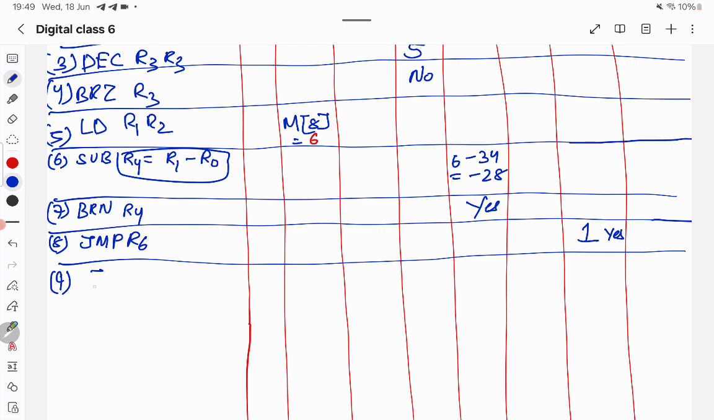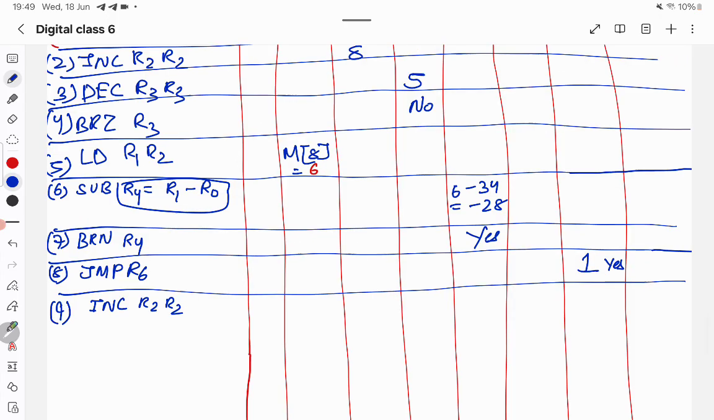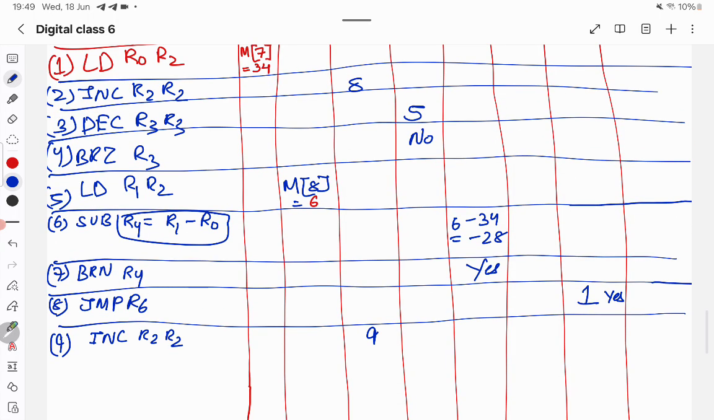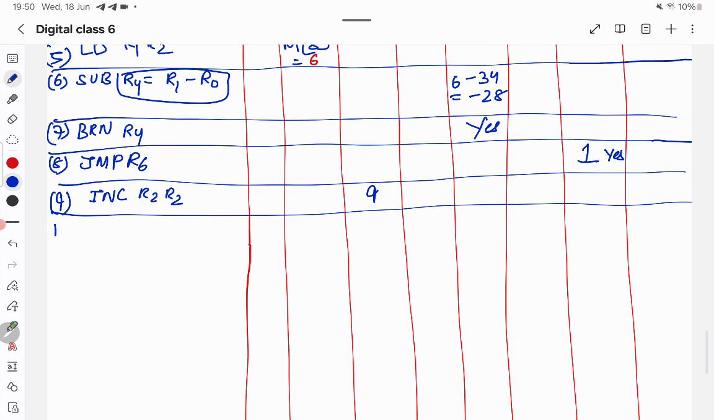So what is the instruction here? INC, increase R2. So R2 is this one, right? R2 will become 9 now. It was 8 before. So you start next from there, and you will keep on doing it.